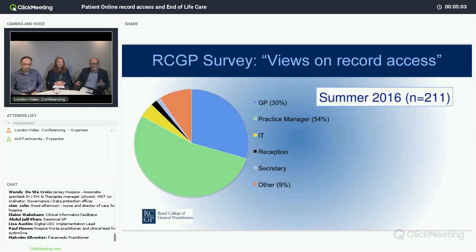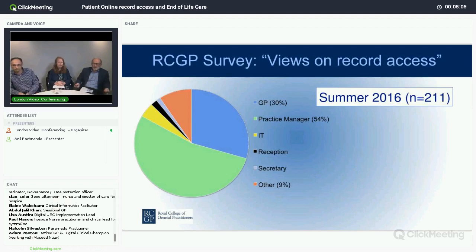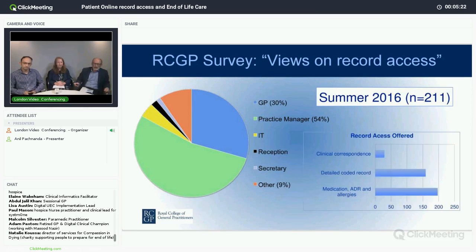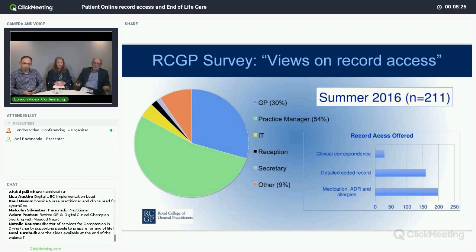So a couple of years ago, the college did a survey of people using Patient Online in practices and saying, tell us what you think about record access. And we had 211 replies, and this is just to give you a feel of what people thought about record access. The pie chart there gives you a breakdown of the role of the people who replied to the survey, and this gives you a picture of the numbers of people who were offering the different levels of record access.